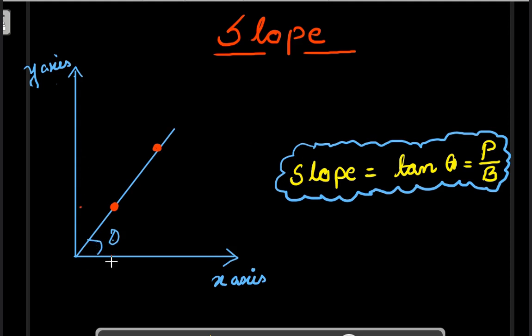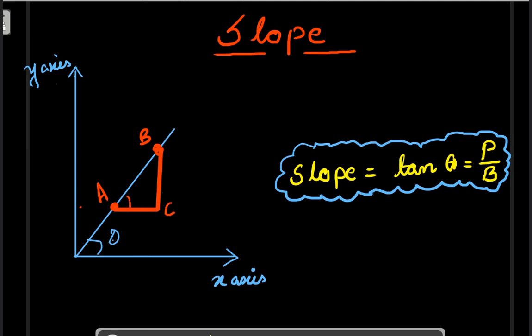For example, if we have a graph which is given on your screen, for this graph, this theta will help us to determine the slope. And how to find the slope? For that, we can take any 2 points in this graph. Let us say I have taken point A and point B. And then next, we are going to draw a line which is parallel to y-axis from point B and another line which is parallel to x-axis from point A. So now we got a right angle triangle.